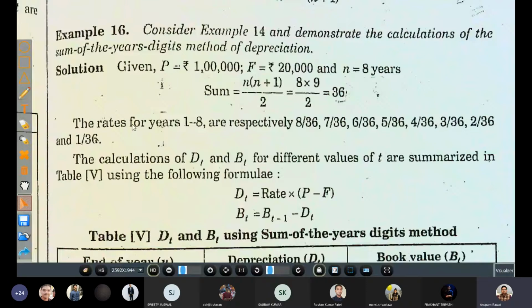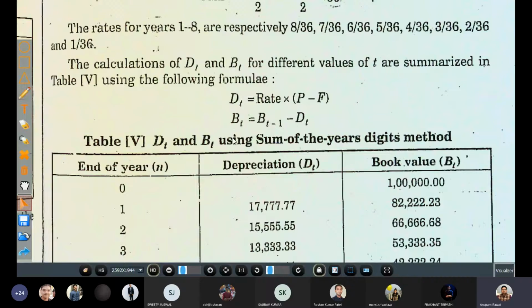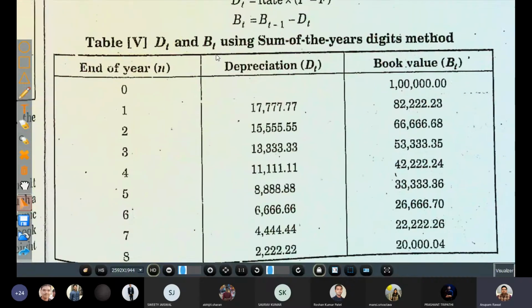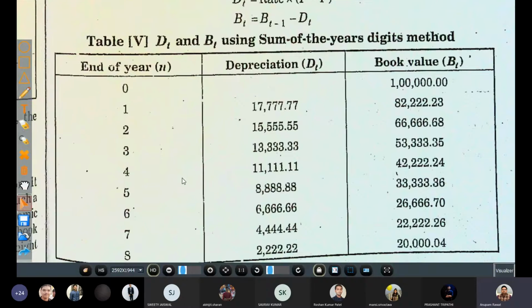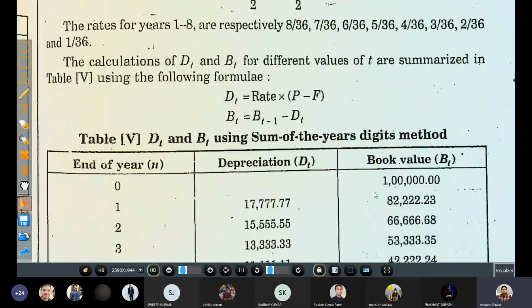And the rate for the years from 1 onward respectively is 8 by 36, 7 by 36, 6 by 36. This way the rates are fixed for each and every year. For calculating the depreciation, DT is equal to rate into P minus F. So for that, we will simply draw this table. The number of the year will be written like that, and depreciation DT is there and book value BT is there. DT is basically the rate into P minus F.